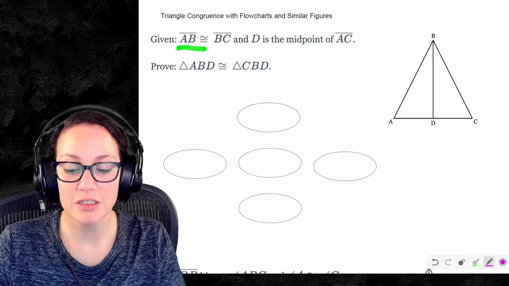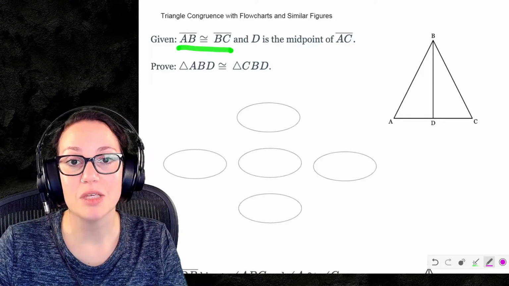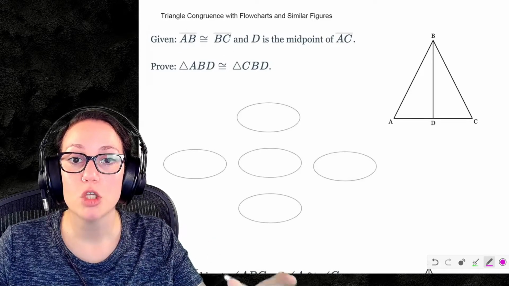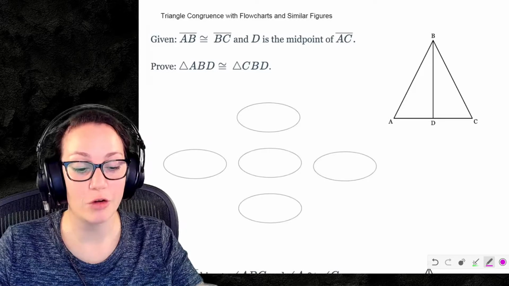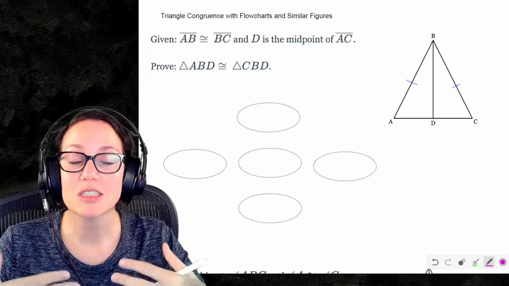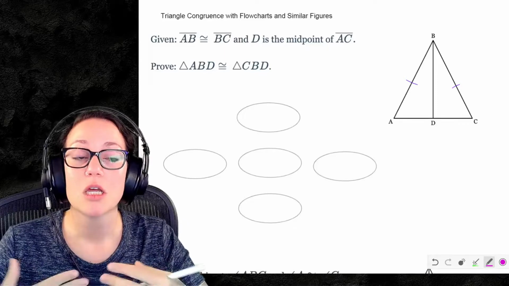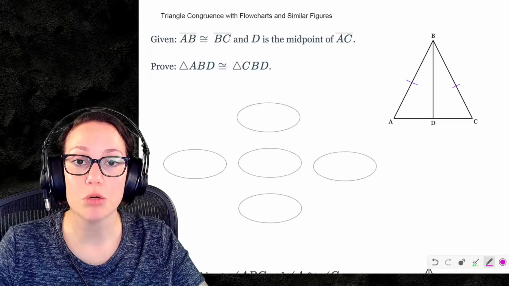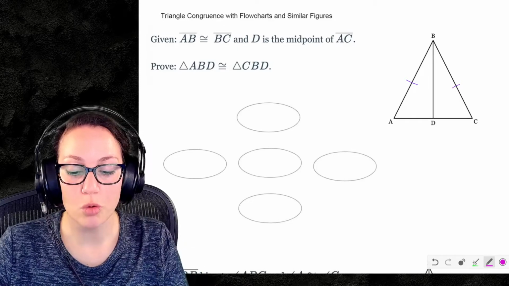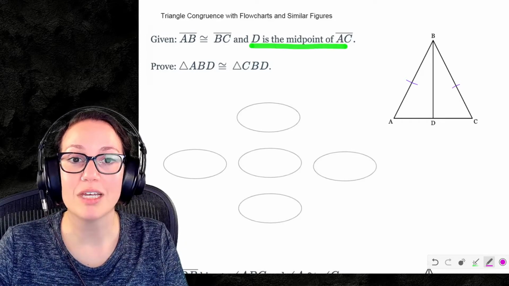So our given is that line AB is congruent to line BC. And so whenever possible, you want to mark that on your diagram. So let's do that. Right, so the single tick marks, since they're the same number of tick marks, that tells us that those lines are congruent. Next, we are also told that D is the midpoint of AC.